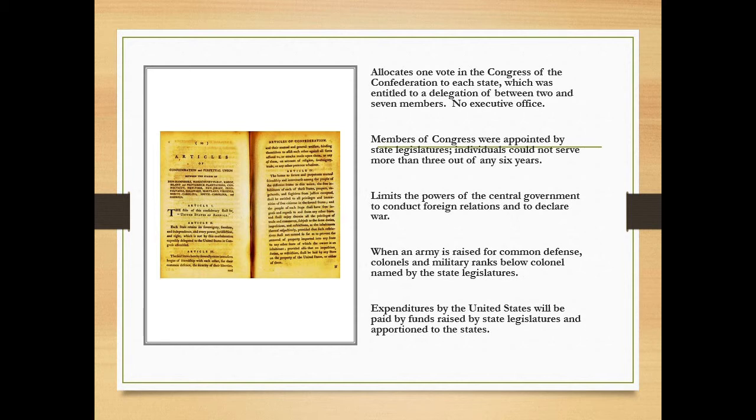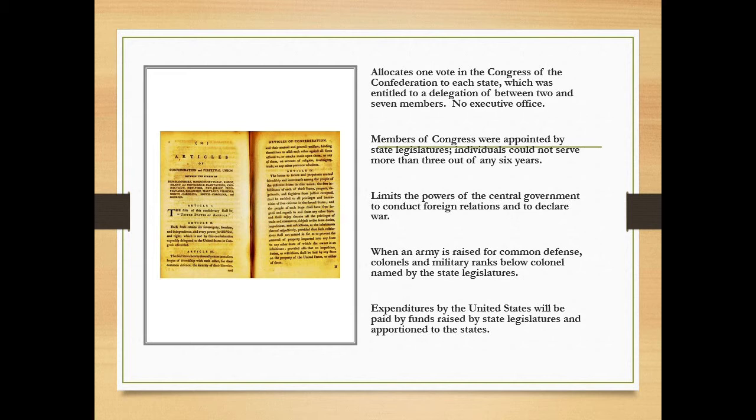So whether you were little New Jersey or little Delaware or huge New York or huge Pennsylvania, Massachusetts, Virginia, everybody had one vote. The delegations of the states could be between 2 and 7 people. It depended on the state. And it really didn't matter to the Congress because you had one vote. So how that delegation decided to cast its one vote was up to that delegation.